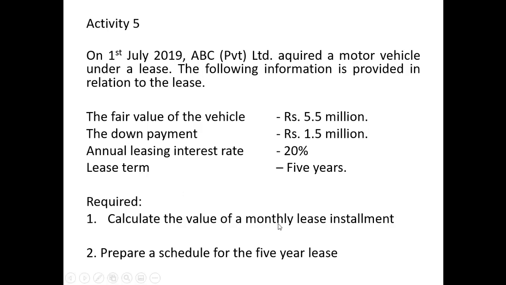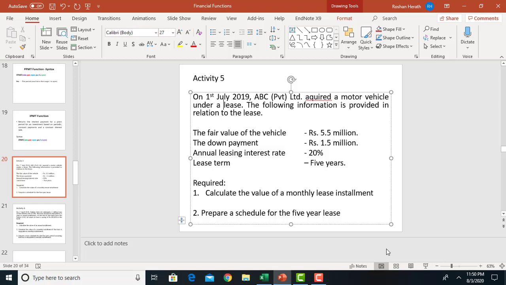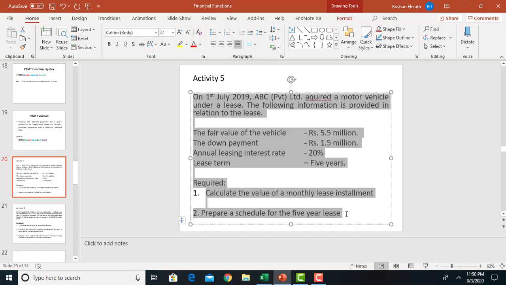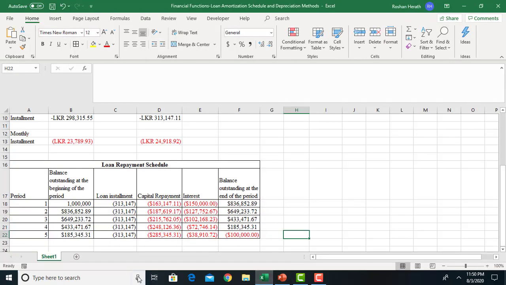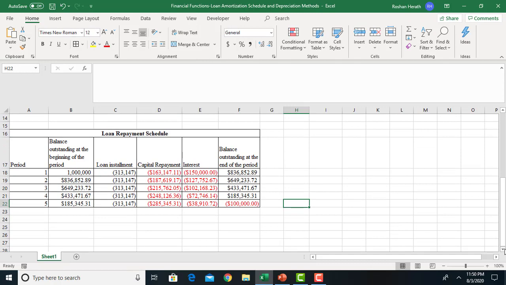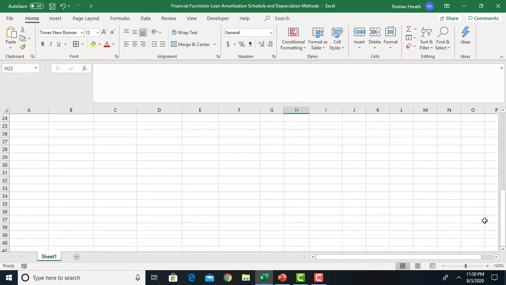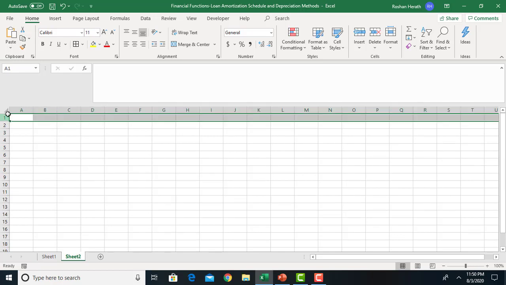Then you need to compute the value of the monthly lease installment. You are supposed to compute the monthly installment and also to prepare a schedule for the 5-year lease. Then you are supposed to prepare the loan repayment schedule as well. So let's try this out. You can simply copy this information. Let me take it to a separate sheet.